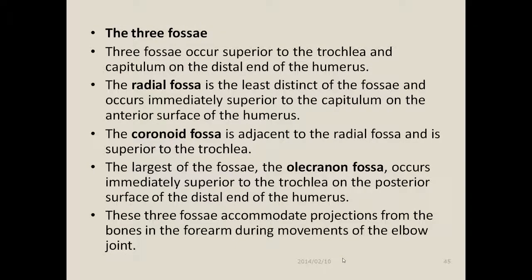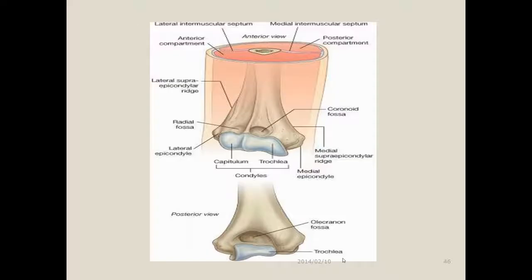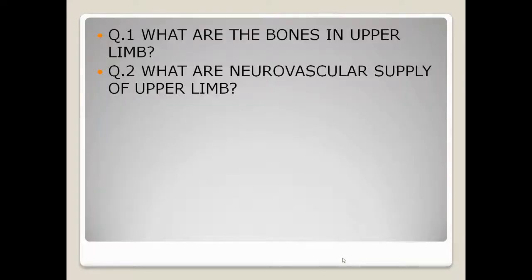Three fossae. These fossae occur superior to the trochlea and capitulum on the distal end of the humerus. These are the radial fossa, coronoid fossa, and olecranon fossa. The radial fossa is the least distinct of the fossae and occurs immediately superior to the capitulum on the anterior surface of the humerus, whereas the coronoid fossa is adjacent to the radial fossa. The largest of the fossae is the olecranon fossa, which occurs immediately superior to the trochlea on the posterior surface of the distal end of the humerus. So we can see here the radial fossa, coronoid fossa and olecranon fossa.